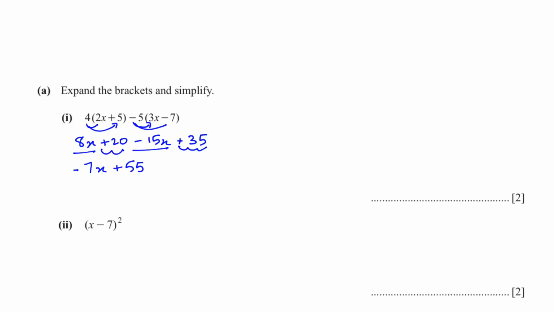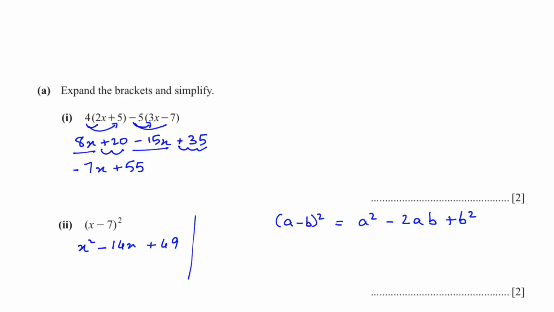Moving on to the next part, (x minus 7) squared. If you have (x minus 7) squared, it is like the identity (a minus b) squared. We can use the identity a squared minus 2ab plus b squared. If you learn the art of doing this, you will be able to solve it very fast. Like it will be x squared minus 14x plus 49.